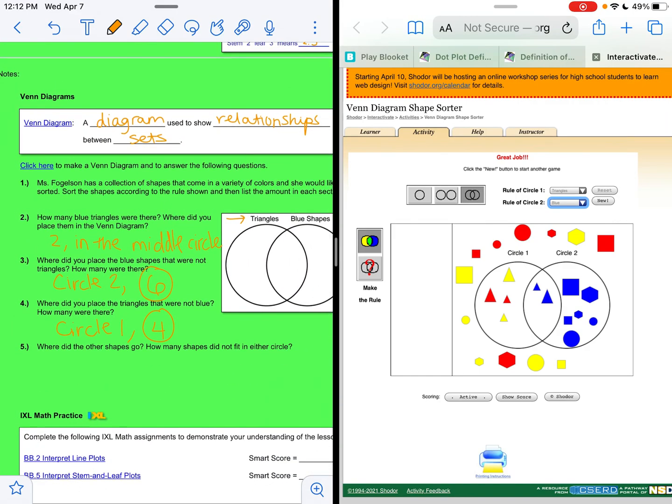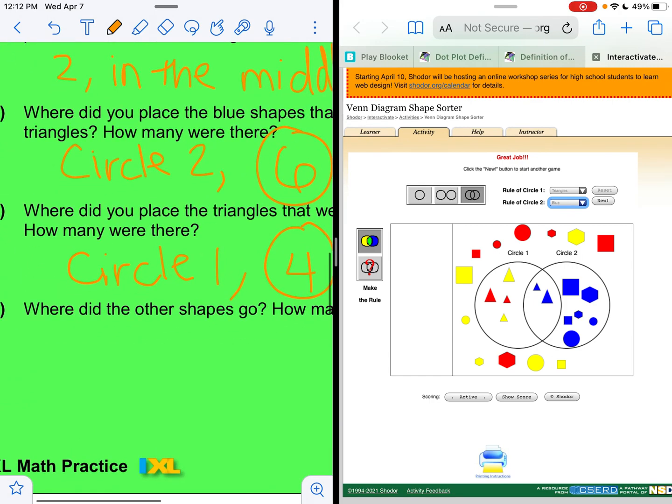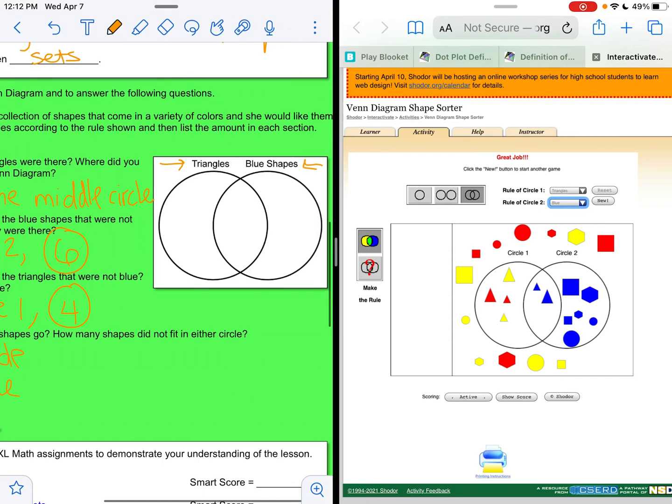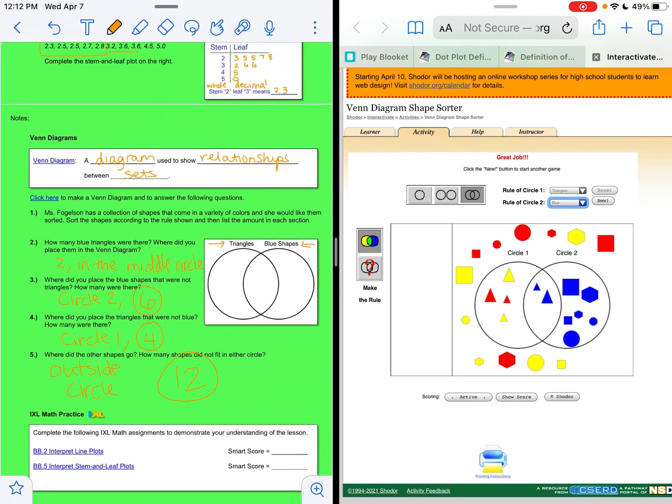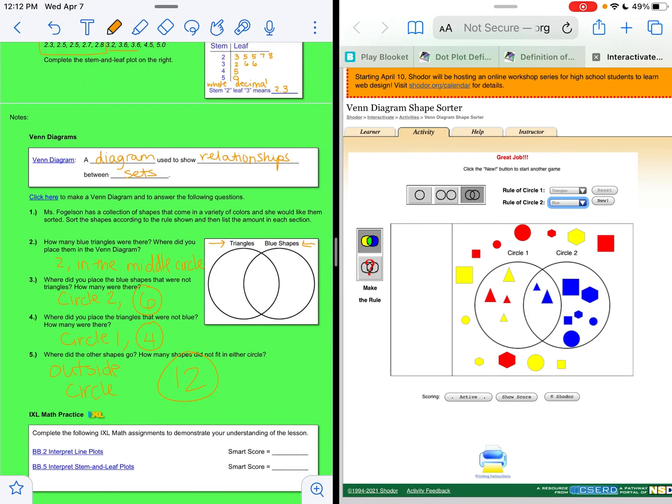And the last one, where did the other shapes go? How many shapes did not fit in either circle? Well, the other shapes went outside the circle. And how many shapes did we not fit? 2, 4, 6, 8, 10, 12 shapes. Alright, so that is how you would do a Venn diagram and answer questions off of it.